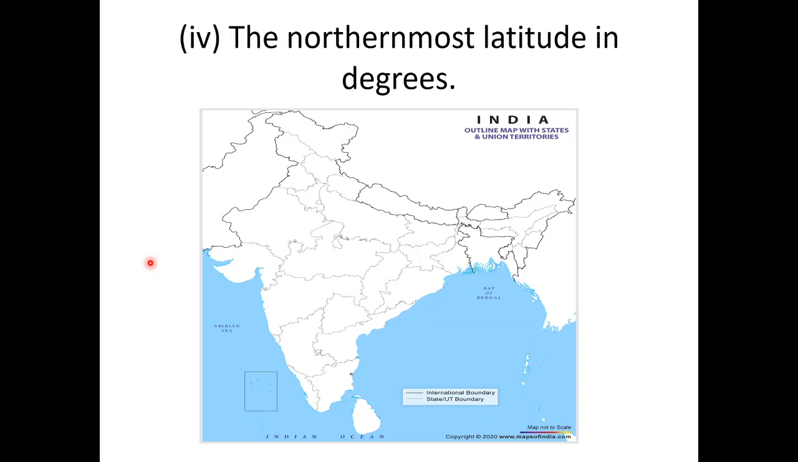Next we see the northernmost latitude in degree. This is very easy, so you all know that India have latitudinal and longitudinal extent. First we see the latitudinal extent of India is 37 degrees 6 minute north. Okay, so these are the latitude. Okay, latitude passes through this. So the latitude touches the upper part of Ladakh of India's part. This is the latitude 37 degrees 6 minute north.